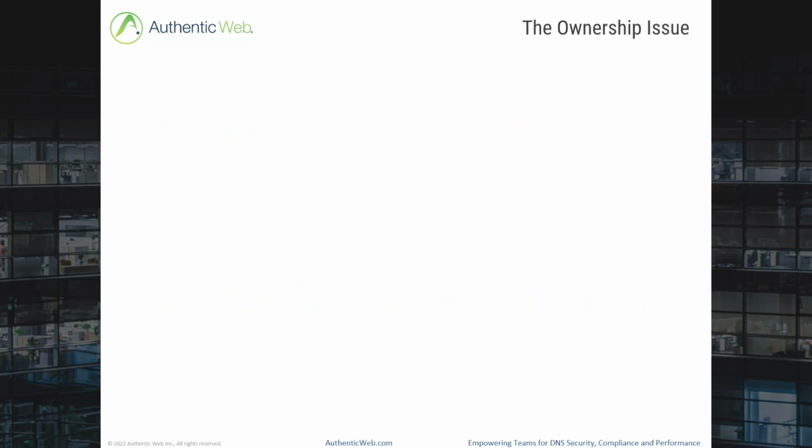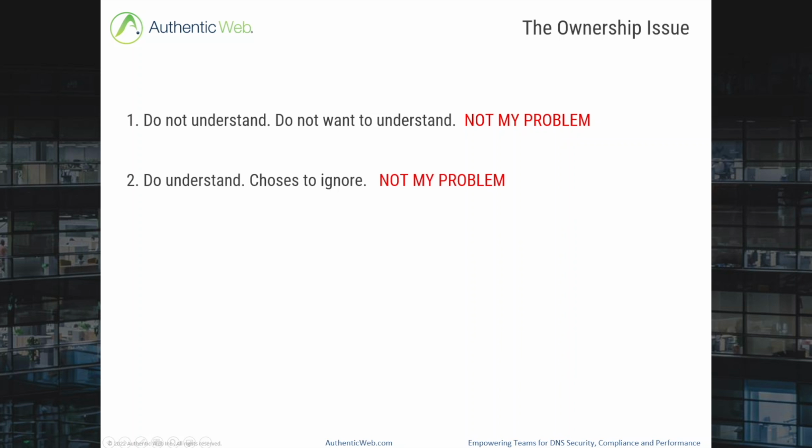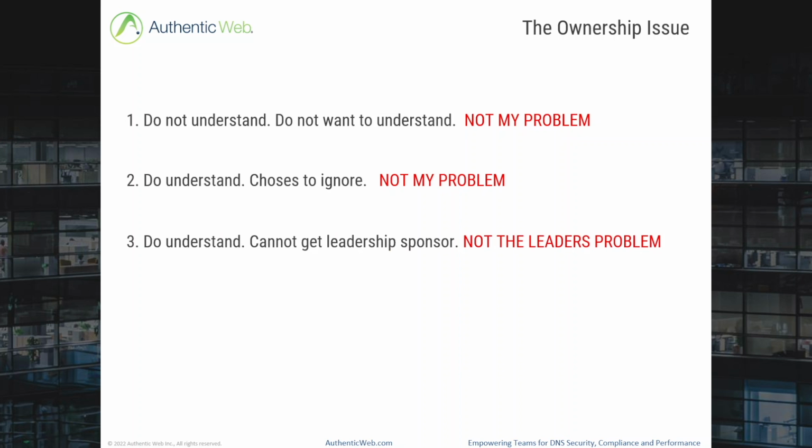In my years of being in this business, I run into the following ownership scenarios where internal ownership questions limit the business from moving forward. And there are 4 scenarios that constantly play out. 1, I don't understand and I don't want to understand. It's not my problem. Or I do understand, but I choose to ignore it because it's not my problem. Or I do understand and think it's urgent, but I can't get leadership sponsorship. Why? Because it's not the leader's problem.